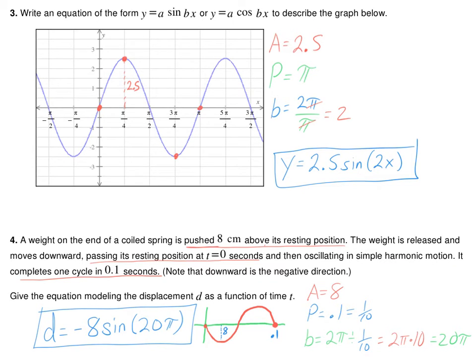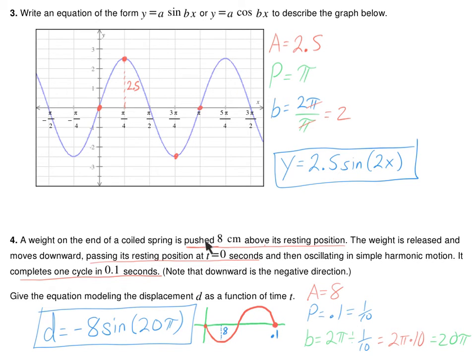So what you have to catch on to, I missed this the first time, it starts 8 up. So I thought, oh, I'm starting up here. But then if you keep reading, it says it's released downward and passes through the resting position, which is the midline. Midline is resting position at 0 seconds. So at 0 seconds, it actually starts at the midline. So it goes down, then it goes down 8 centimeters, and then it goes back up to 8 centimeters above resting. Then it goes down again, and that creates a sine graph.